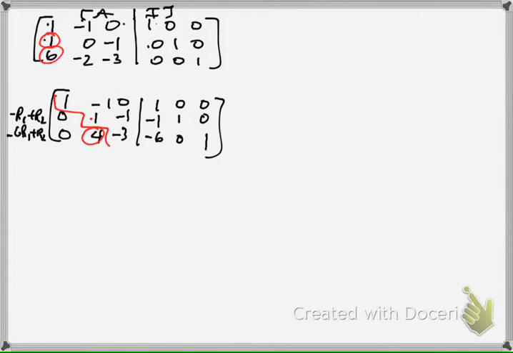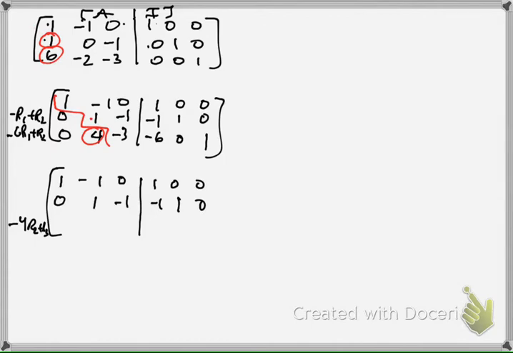Getting rid of this 4, what can I do? I can do -4 row 2 plus row 3. So my first two rows will remain the same. Okay, but now if I do these operations, this last row becomes 0, 0, 1, -2, -4, and 1.